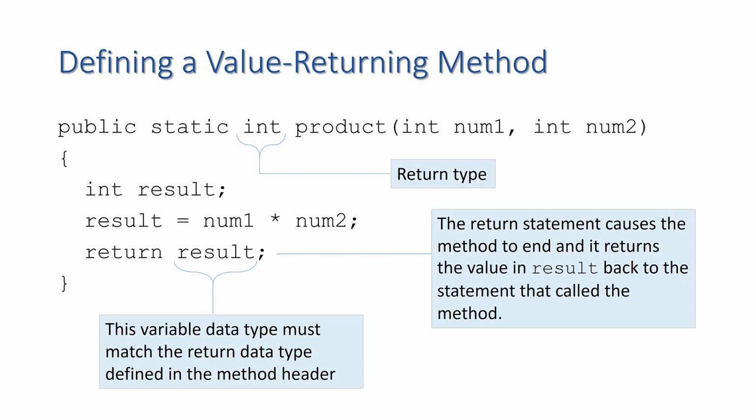A value returning method must define the return data type in the method header. In the example product method, the return data type is int. Therefore, in the body of the method, the return result statement must return an integer as well. When the return statement is executed, it causes the method to end and sends the value in result back to the statement that called the method.